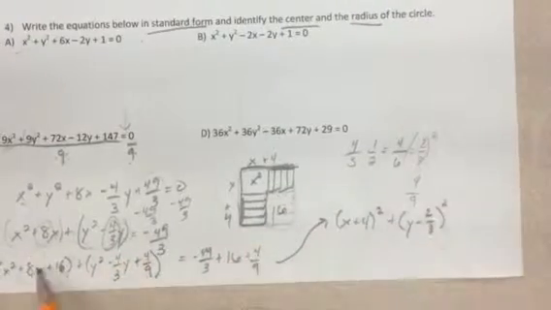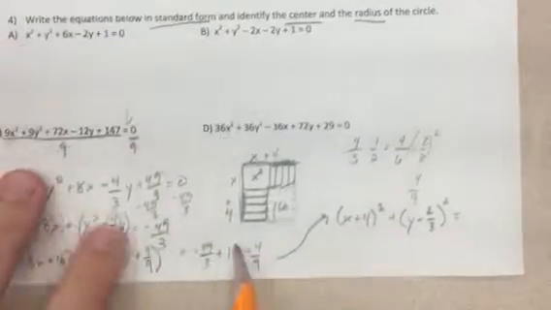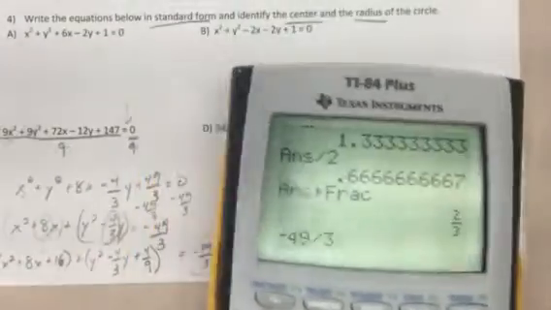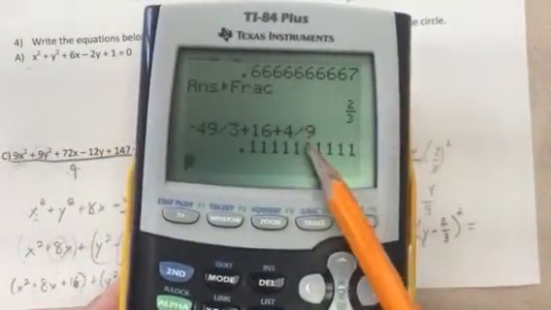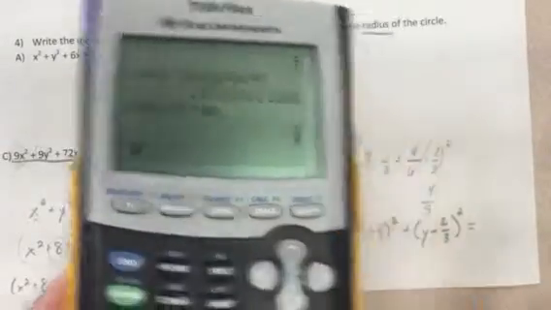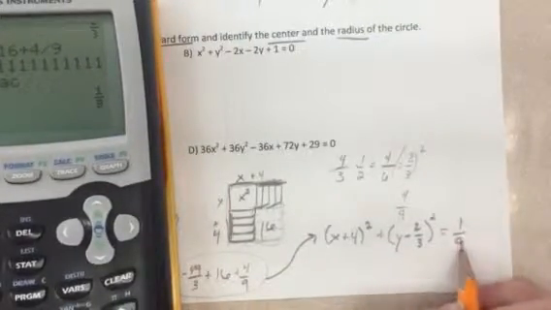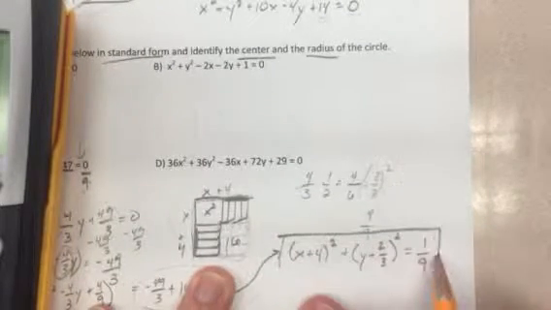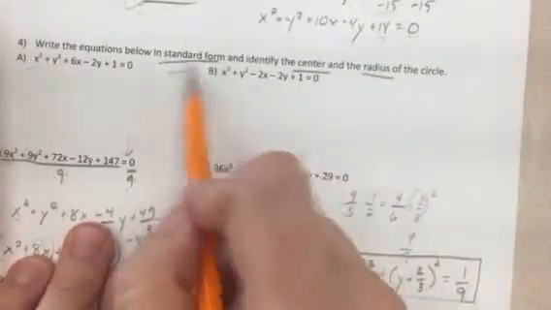And now I've rewritten these, and what's it equal to? I just need to add these together. So negative 49 divided by 3 plus 16 plus 4 divided by 9. And again, that's a decimal that I don't want to have to round. So if I just turn it into a fraction, 1/9. So it equals 1/9. See how nice fractions can be because they're so tidy. That one repeating is not tidy. But this is tidy. I can write it in a tidy way. So this is my standard form, which was the first part of the instructions.